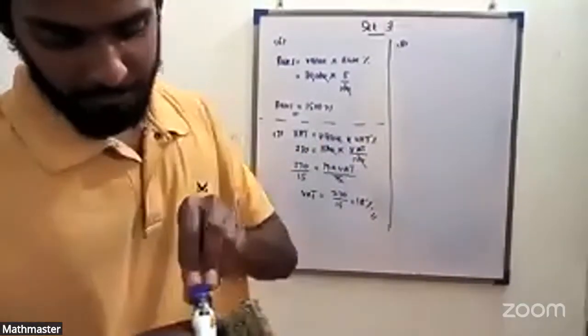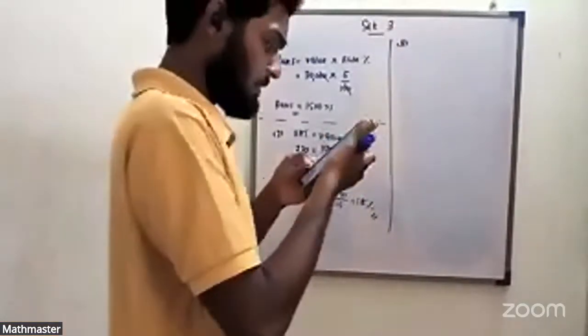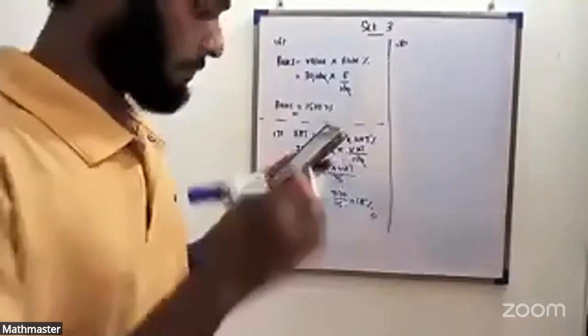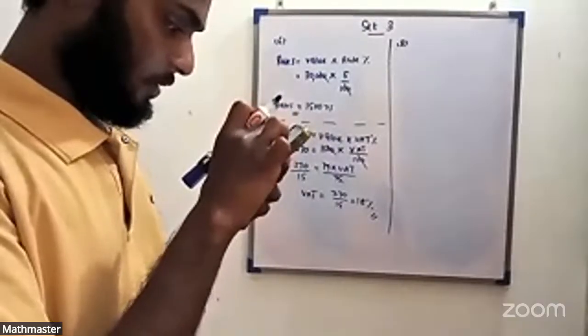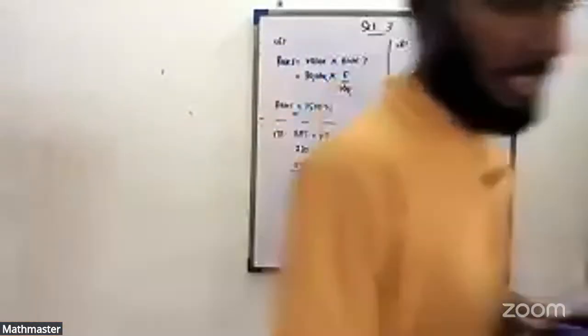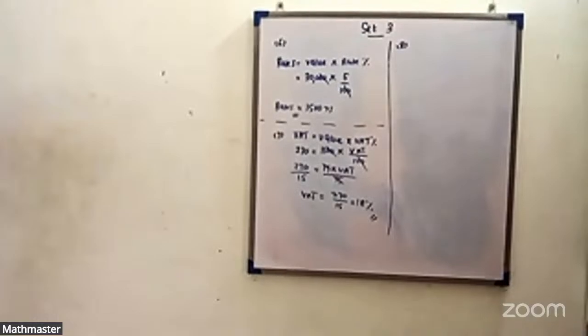Okay. Let's see. The question says a person who takes a loan of 12,000 at an annual simple interest rate.